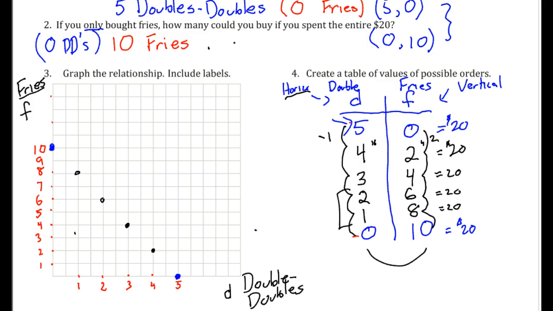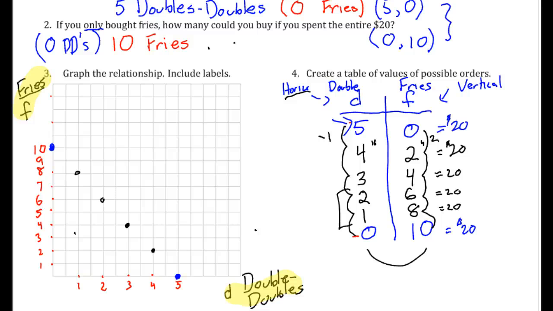Now, any questions or clarifications up to this point? You should have a graph that looks like this, very similar. It is possible if you switched and put the fries down here and the double doubles up here, that's fine. So your graph might look different. You might have 0 to 5 on here and 0 to 10 down here. Your graph will look different, but it'll still be going through the same points. It'll still line up in a straight line. That was one of those things I was mentioning earlier. You could do it a different way and still be correct.